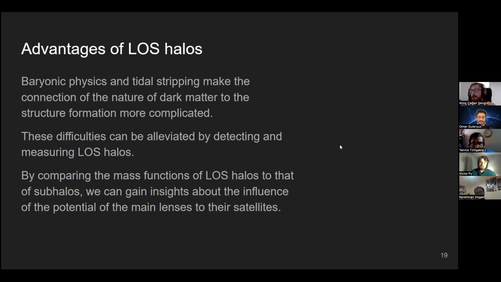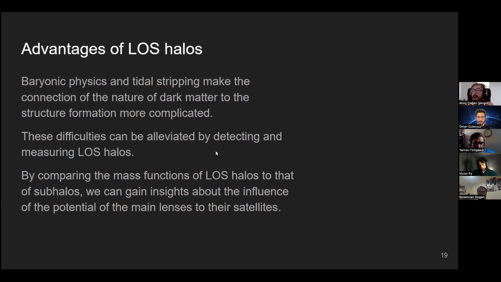So line of sight halos are actually better than subhalos. If you're able to actually differentiate between a line of sight halo and a subhalo in a given strong lensing system, you're in luck, because a line of sight halo is not associated with any massive galaxy. It lives by itself in space. So it's not tidally stripped. It wasn't bombarded heavily due to the stars in that main lens heavy galaxy. So its physics is actually much simpler and much easier to tie to dark matter models. Its number density is easier to predict, etc.